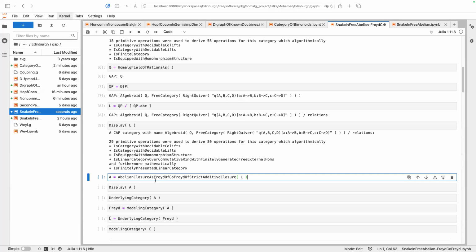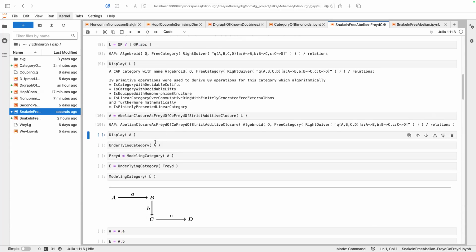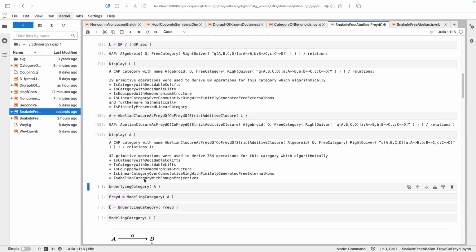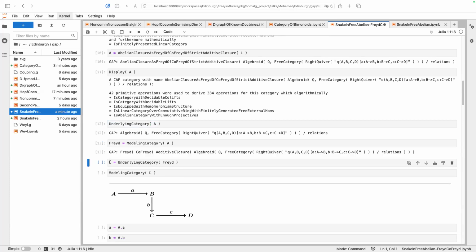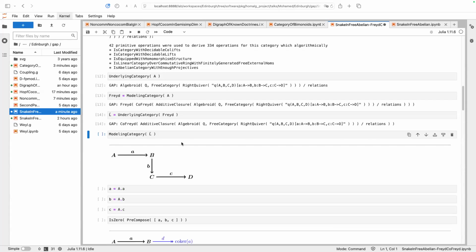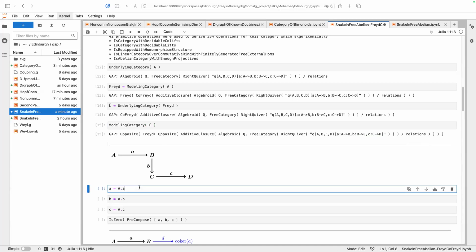I take the abelian closure as free of co-free of the additive closure. You remember co-free was the opposite of the free of the opposite. And now I display A, and A tells me I'm actually in an abelian category, even with enough projectives, right? So the underlying category of A is this linear category. So what is the model of A? It's really modeled as the free of the co-free, and the underlying category of the free is this co-free, and this co-free is modeled, as you saw, as the opposite of the free of the opposite.